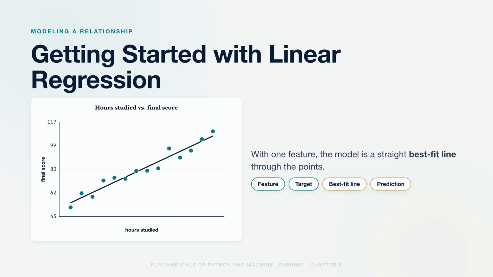Linear regression models the relationship between a numerical target and one or more numerical features. With one feature, we can visualize the model as a straight line. The line attempts to represent the overall relationship between the feature values and the target values. For example, we might examine the relationship between hours studied and final score. The individual points will not normally fall exactly on the line. The goal is to find a line that produces the smallest overall prediction error, according to the method used by the model. Once the line is learned, it can be used to estimate target values for new feature inputs.